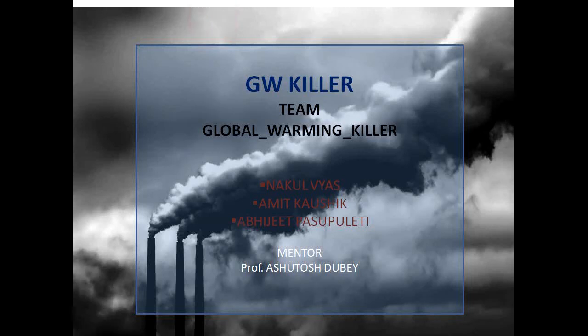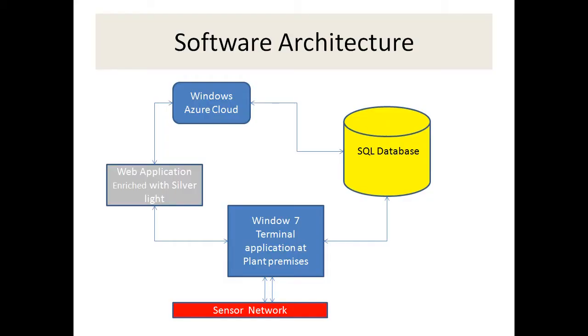Our team is GW Killer. GW Killer is our project name, and Global Warming Killer is our team name. This is our software architecture. You can see that it heavily relies on a Windows 7 terminal application, which would be implemented at the plant premises. Obviously, an industrial plant.